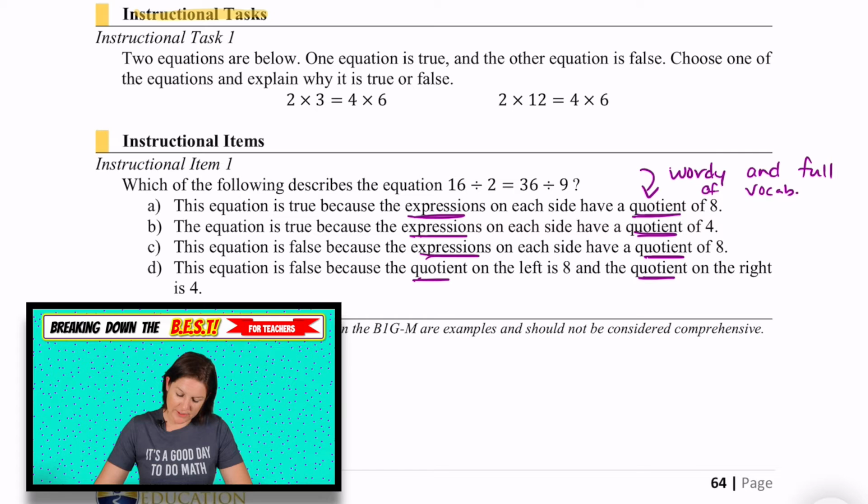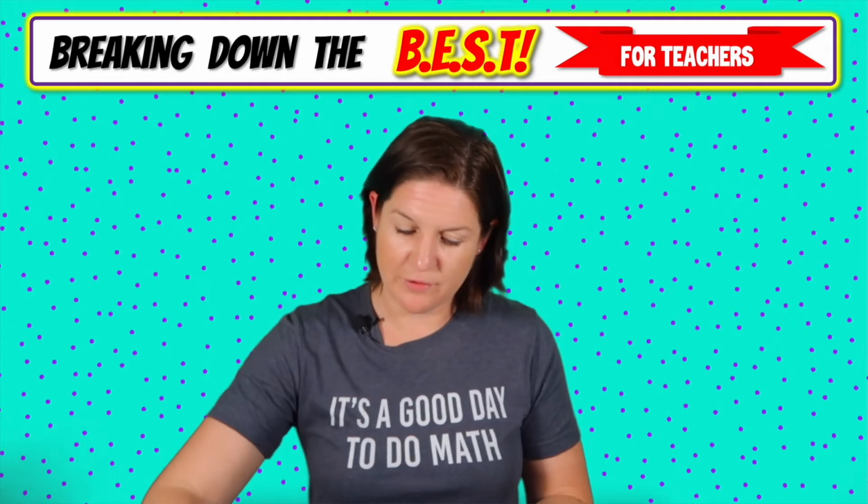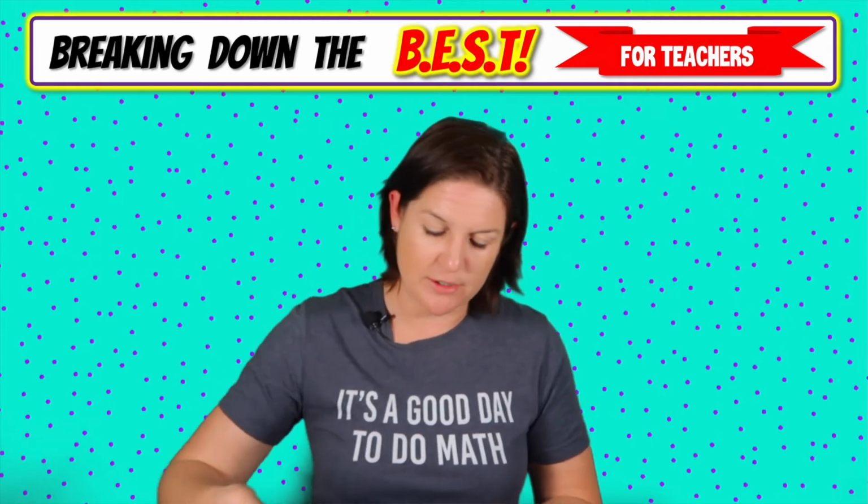And here I wrote down that this is wordy and full of vocabulary, but it is important. They need to know what expressions mean. They look at the word quotient. They'll have the words products and values and true and false, and they just have to be able to really tackle it and look at each answer choice, which we will definitely take a look at with Taking on the B.E.S.T. Okay, that's it for going over the standard from the Department of Education.